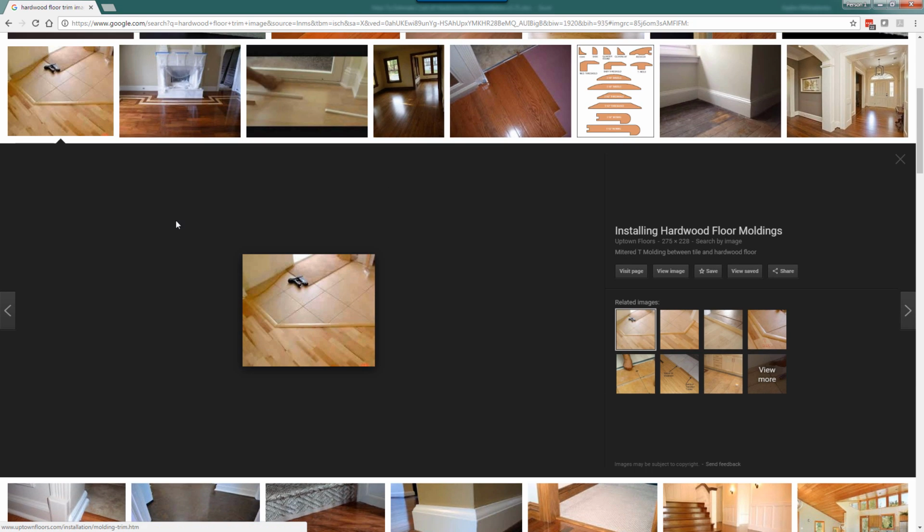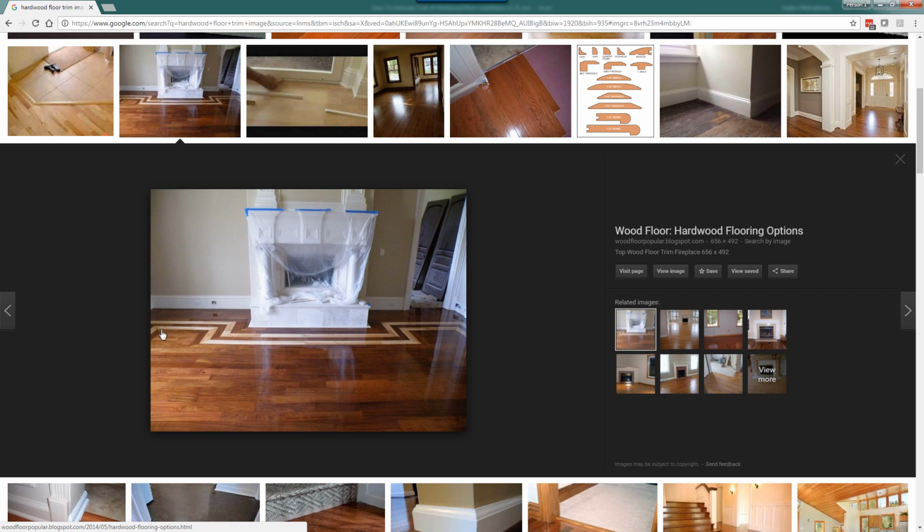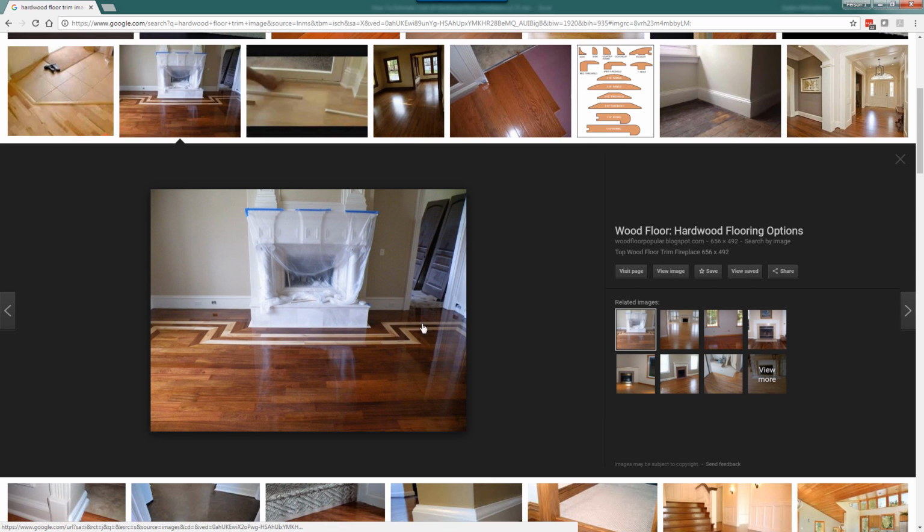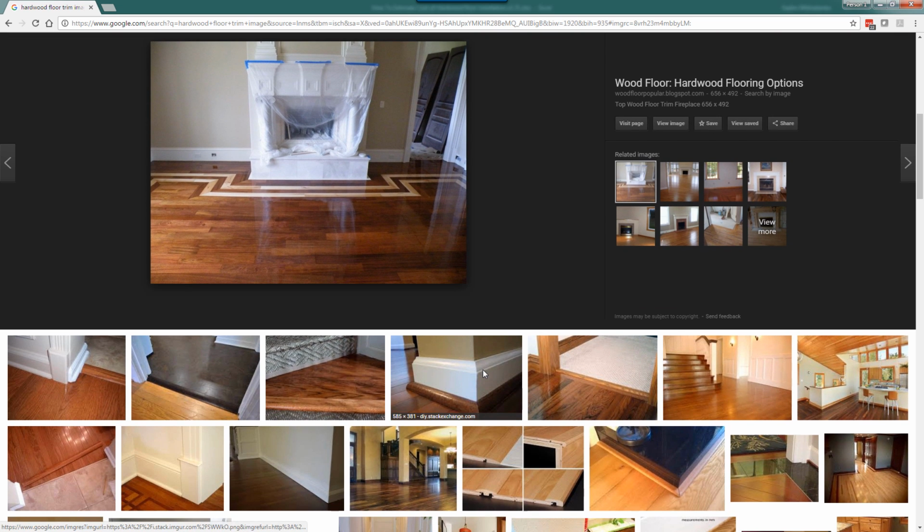So this is tile and this is hardwood floor. That's one of the examples. This is a specific pattern, right? So that's probably very hard to do. So if you want something like this, you probably would want to make sure that you plan for the high cost of installation, because this is not easy to do, right?